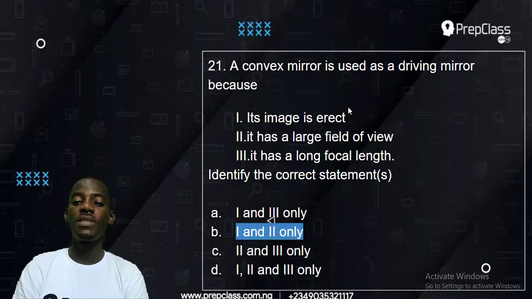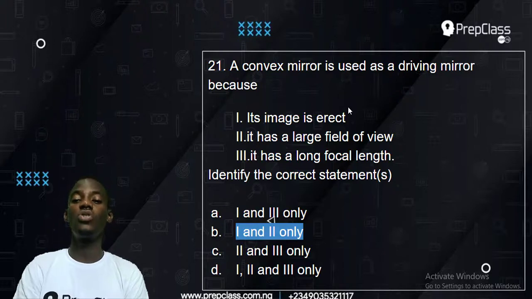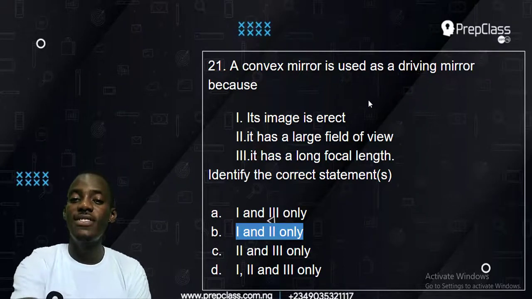Option 1 says the image is standing upright or erect. Erect means upright, and that is true. Option 2 says it has a large field of view. It views things in a large way and makes them smaller. That is also true. But option 3 said it has a long focal length, and focal length affects the magnitude, and that is not true because the image gets diminished. So the focal length is not long, and that makes that option wrong. The only true answers for a convex mirror are options 1 and 2. I hope you get it. So let's check the next question now.